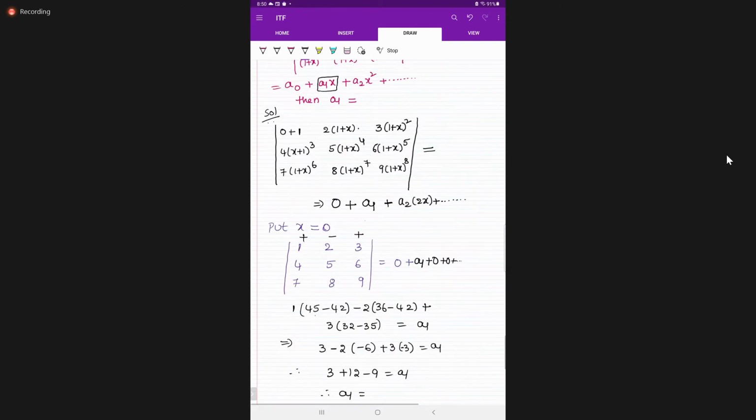One, two, three, 4, 5, 6, 7, 8, 9. Next 1 into 45. Yes, 42, ma'am, it's 0. Where, ma'am, did I make mistakes? Ma'am, it is 45 minus 48. Yeah, 48. I wrote 42. Yes, correct one.